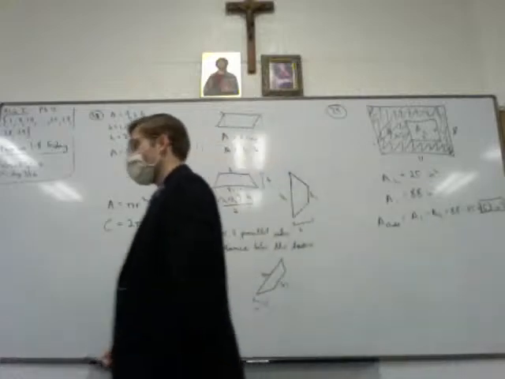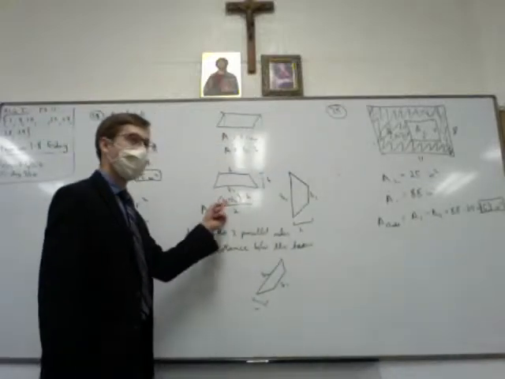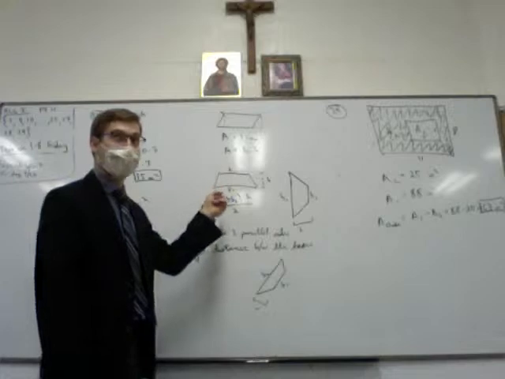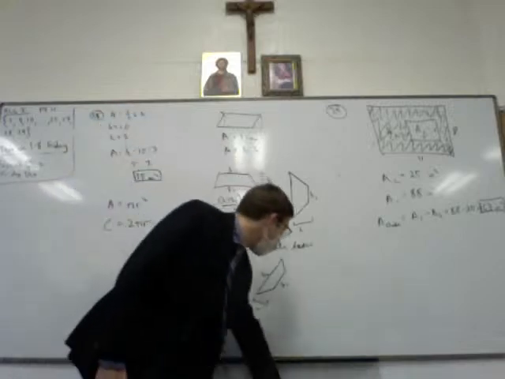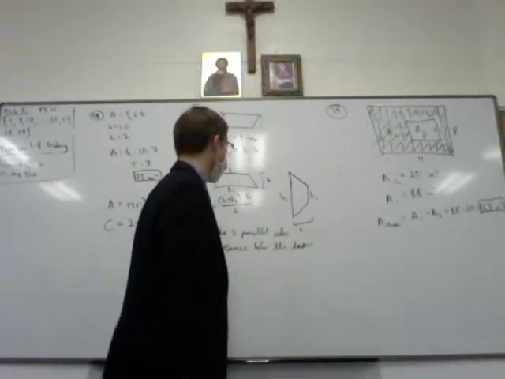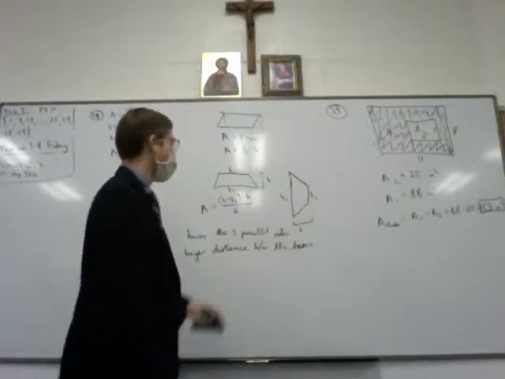Base 1 plus base 2 times height. So base 1 plus base 2 first, inside parentheses, you add them first. Then you multiply that by height, and then you divide the whole thing by 2.